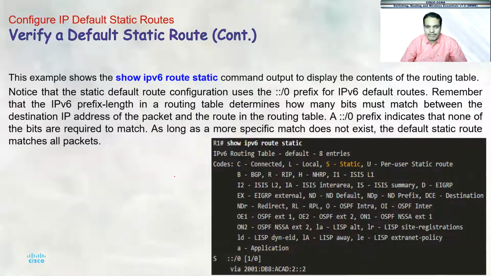And also, once again, if you want to verify whether the static route is set or not, you can simply type in show ipv6 route static. This is the IPv6 version of it. You can see that it is shown over here. Once again, we are using the /0 prefix, which tells you that none of the bits need to match.